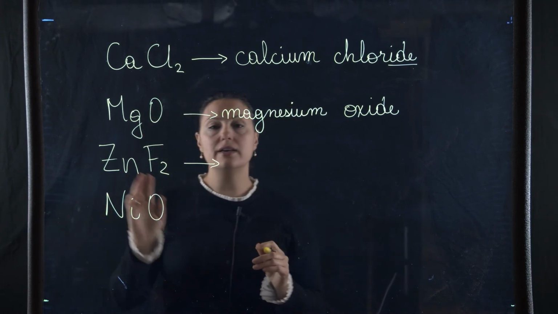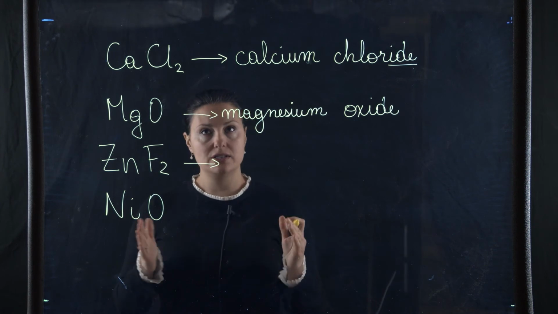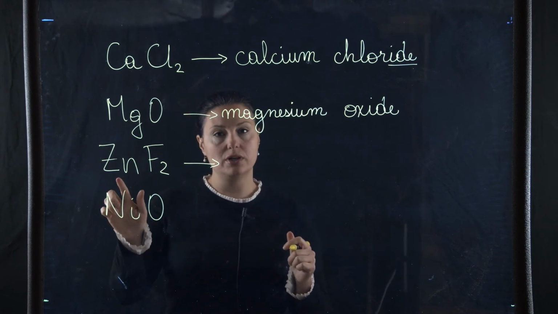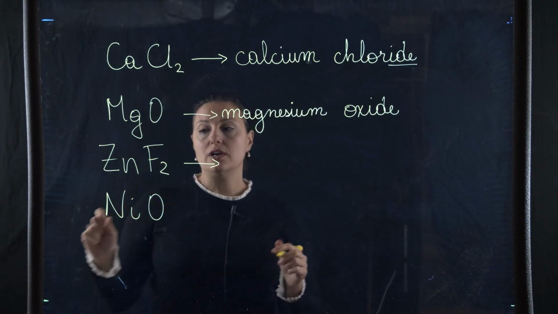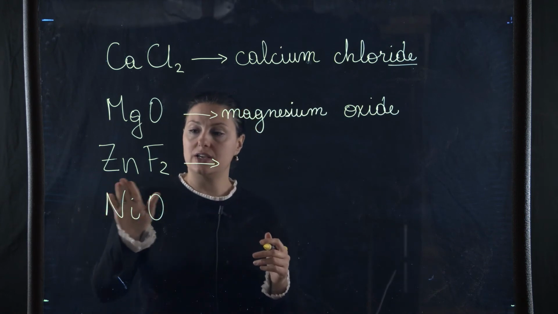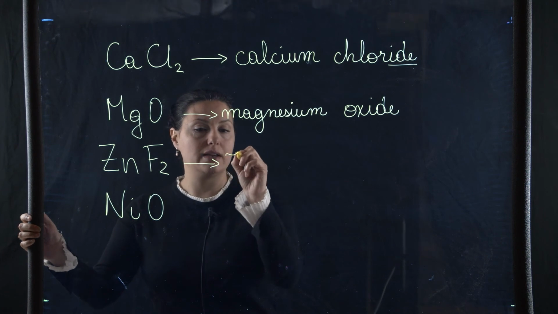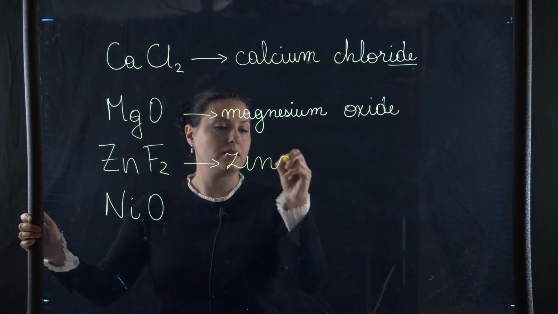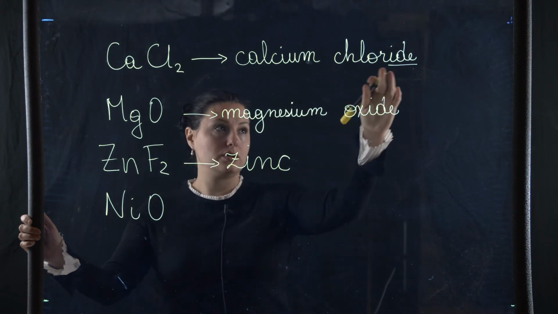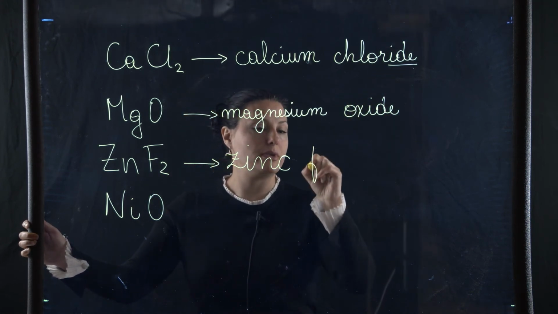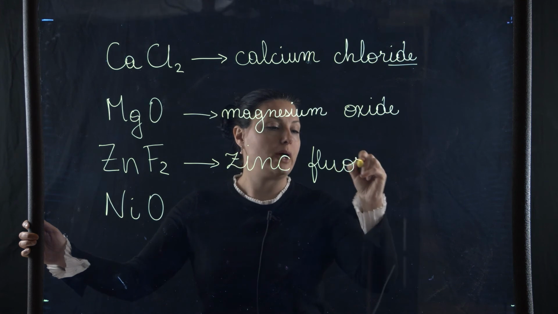Okay, zinc is part of those transition elements. However, it's the exception in which it always will have a +2 charge. And therefore, I don't need to do anything else. I just write the name of the element once again, zinc. And then fluorine, I will add the IDE ending, so it will be fluoride.